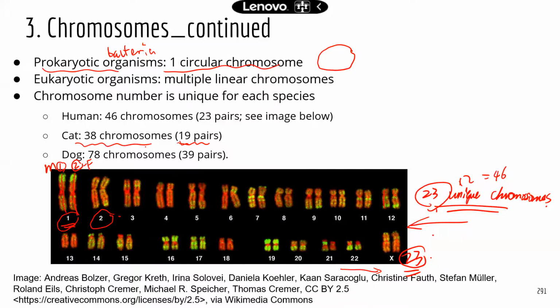Dogs have a little bit more chromosomes, the most among all the 3 species. So dogs have 39 pairs. Now, chromosome number is unique for each species. As you can see, humans, cats, dogs, we all have a different number of chromosomes.